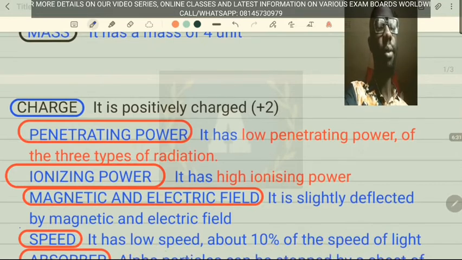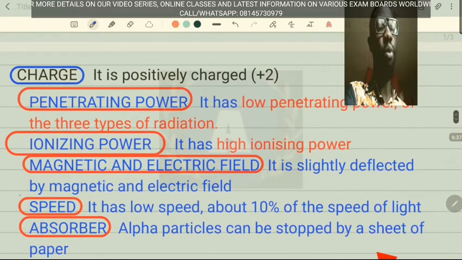Then the absorber: alpha particles can be stopped by a sheet of paper. A sheet of paper will stop an alpha particle. I'm going to show you the diagram of how the sheet of paper will stop an alpha particle.